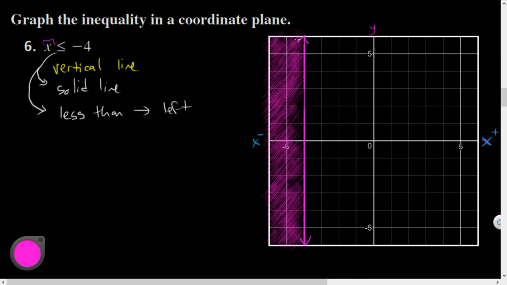You guys, ooh. Okay, so I just wanted to show you at least an example of a vertical line before we did the next example.